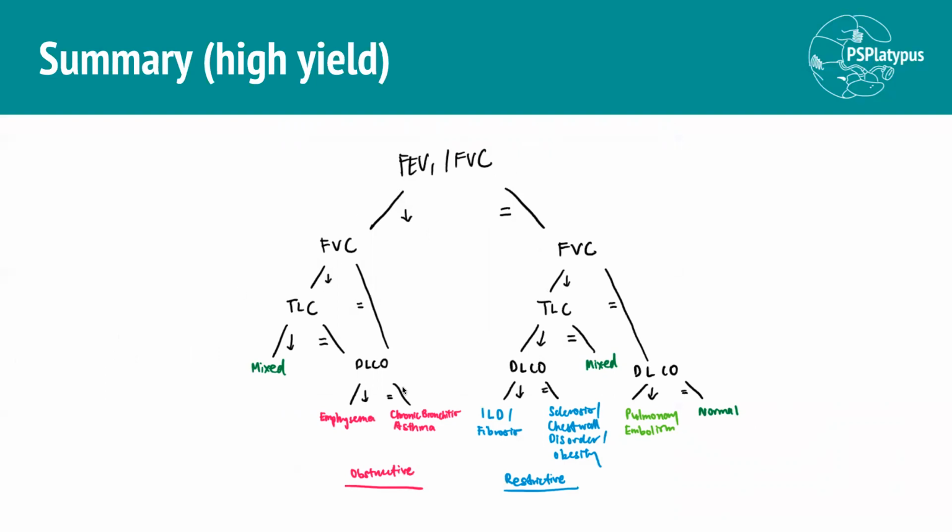And as you go down, what's important is over here, this DLCO. When you've found out that it's a restrictive picture, you want to look at DLCO, and that helps differentiate your ILD, your fibrosis, where your DLCO decreases, from your more mechanical chest wall disorder and obesity conditions where your DLCO should be normal.